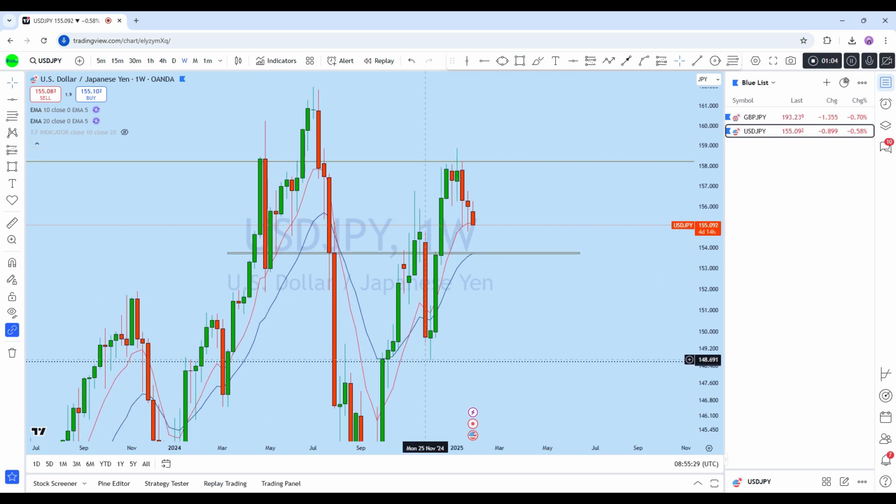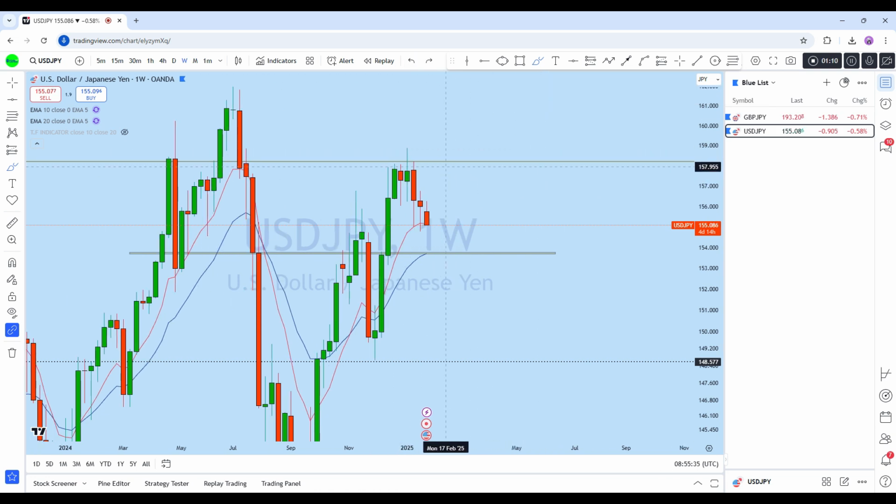As we can see, the price was sideways for quite a long period of time, and from that zone it started to break with a gap open. We could see that dollar yen is coming back here to this 20 EMA from the weekly perspective.